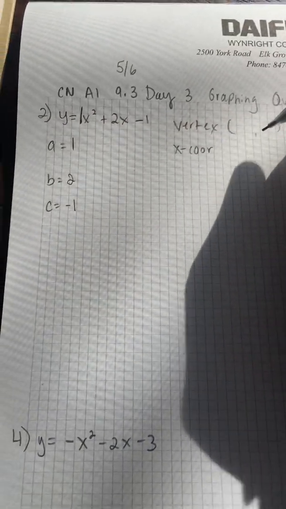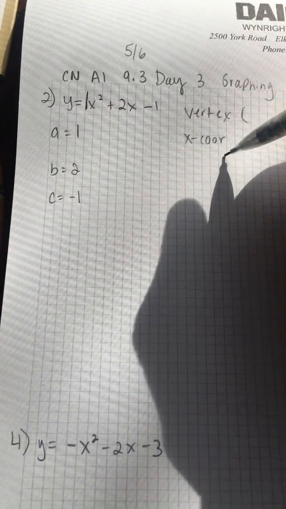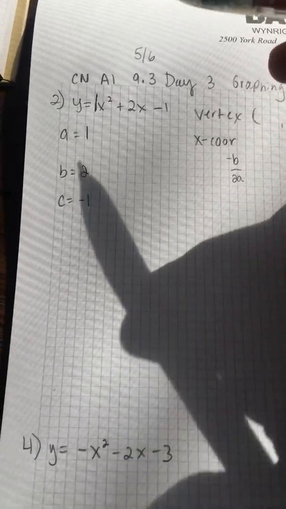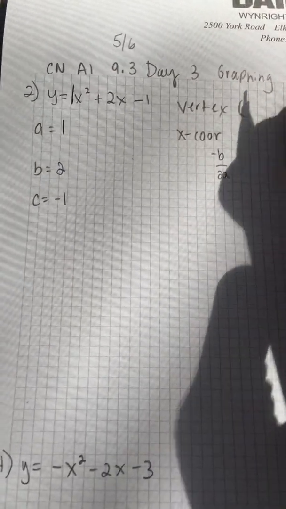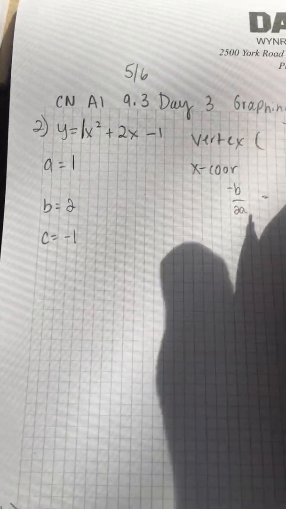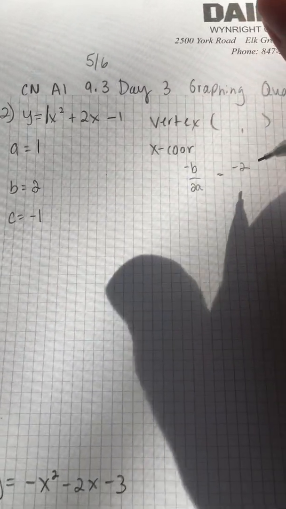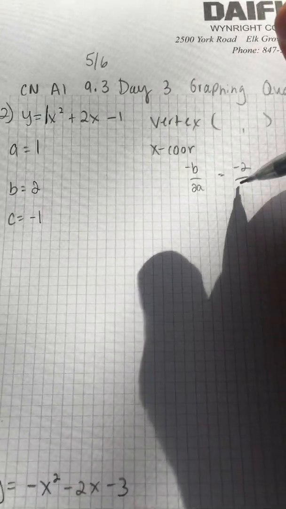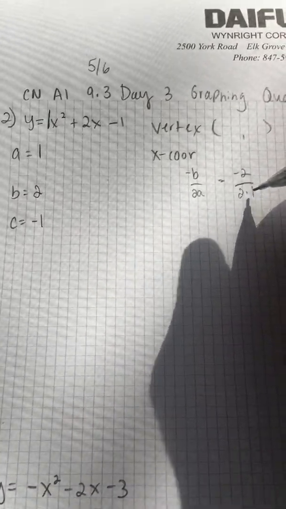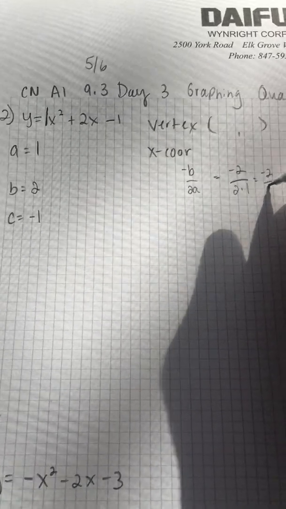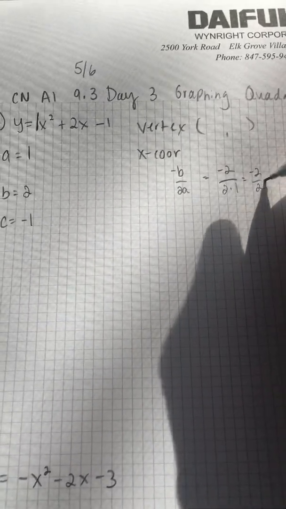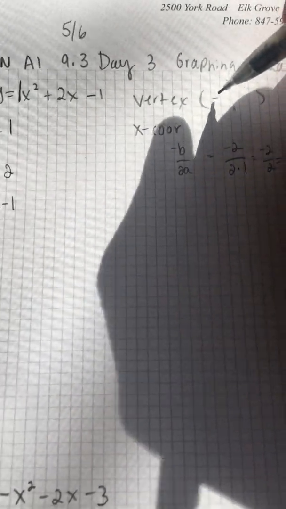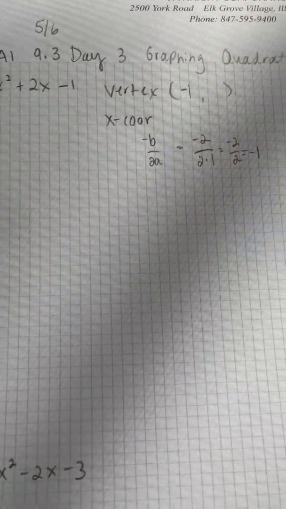So when I go to find the vertex, which is either the highest or lowest point, I'm going to use opposite b over 2a. And if b is 2, then the opposite of that is -2 over 2 times a, and in this case it's going to be 2 times 1. So I get -2 over 2, and that reduces to a -1. So the x-coordinate of my vertex is -1.